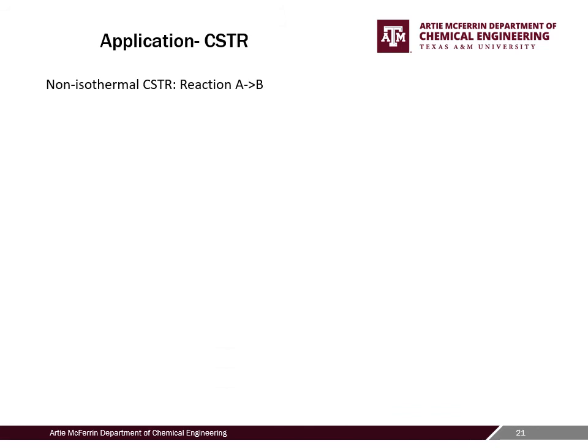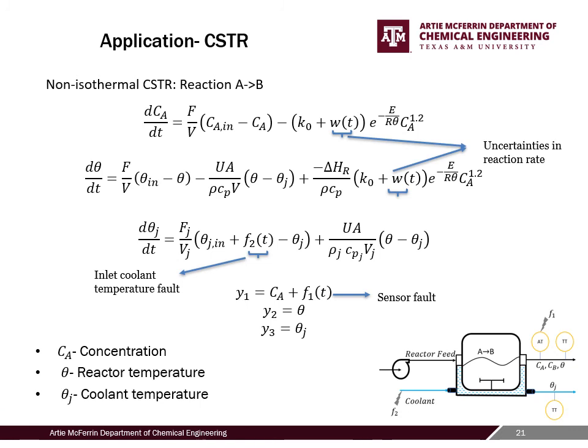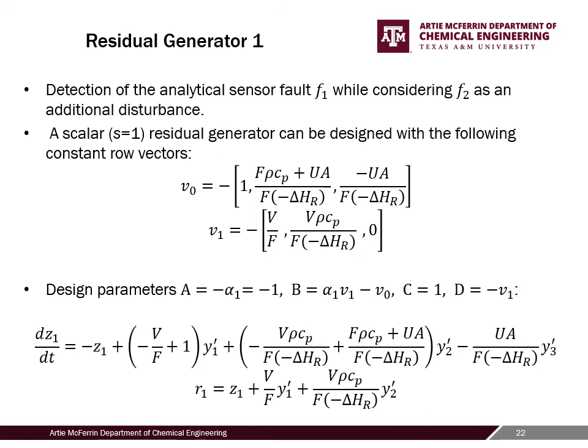We'll now apply the results derived to a CSTR example, and here are the equations for a standard CSTR where we have some uncertainties in the reaction rates, and two faults are considered. One is a fault in the concentration sensor, and another one is a fault in the inlet coolant temperature. So we'll build two residual generators, one dedicated to each fault, and in this slide a residual generator will be built for the detection of the sensor fault F1, while F2 will be considered as an additional disturbance.